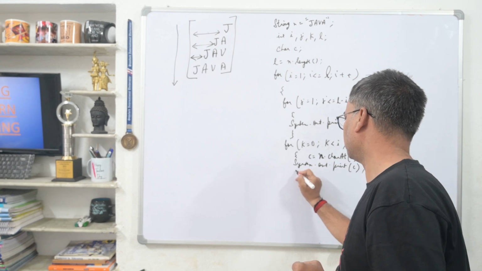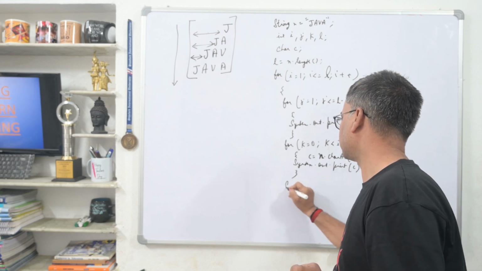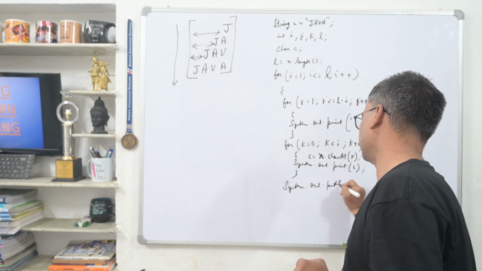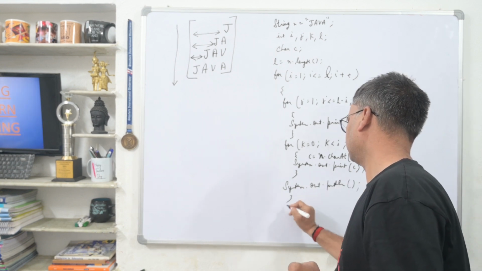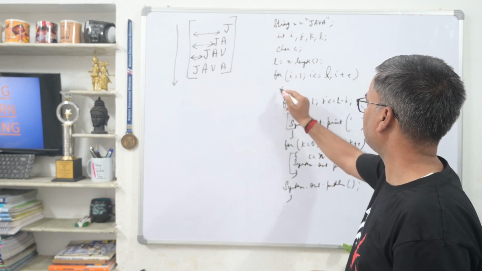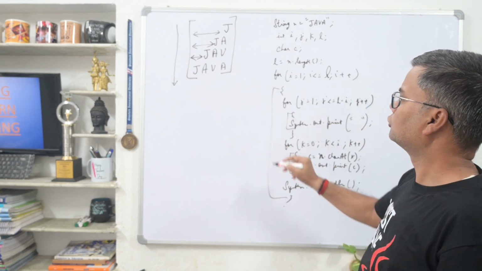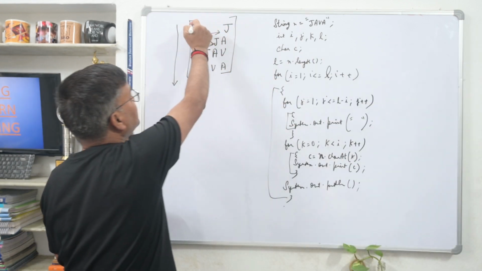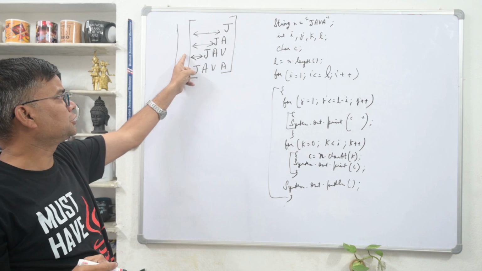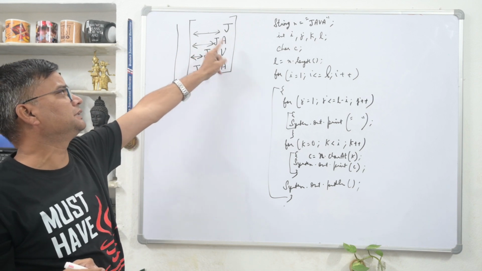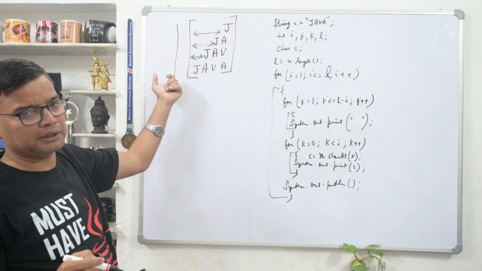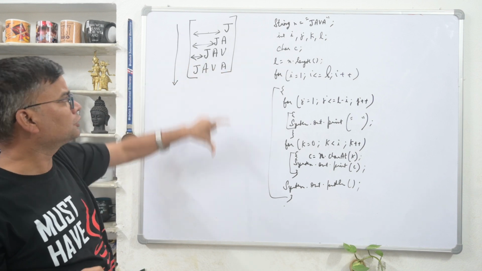Now, what we will do? System.out.println. So what will happen? This is this loop, this is this loop, and this is the main outer loop. So I is 1, 4 minus 1, 3 blank spaces, then J. I is 2, 4 minus 2, 2 blank spaces, then JA. I is 3, 4 minus 3, 1 blank space, then JAV. And then the entire printing is done. So this is this pattern.